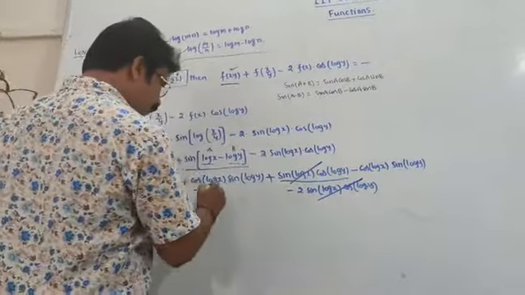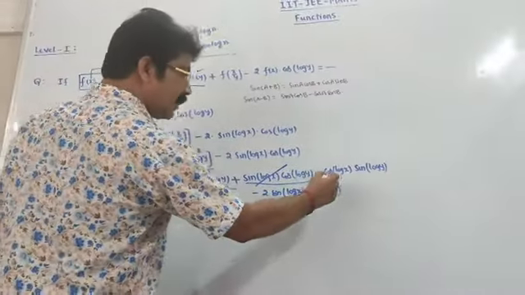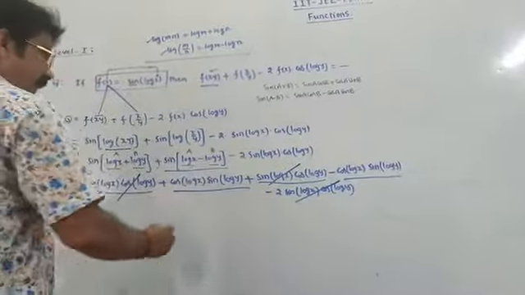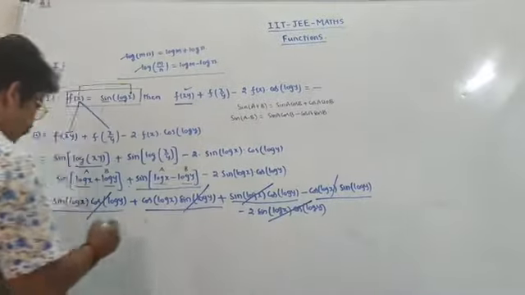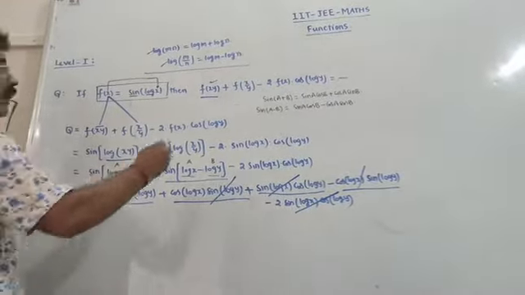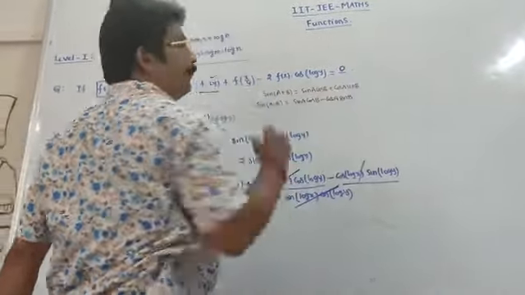Next, cos of log x sin y, cos of log x sin y, it is also cancelled. So it means 0. So answer is 0.